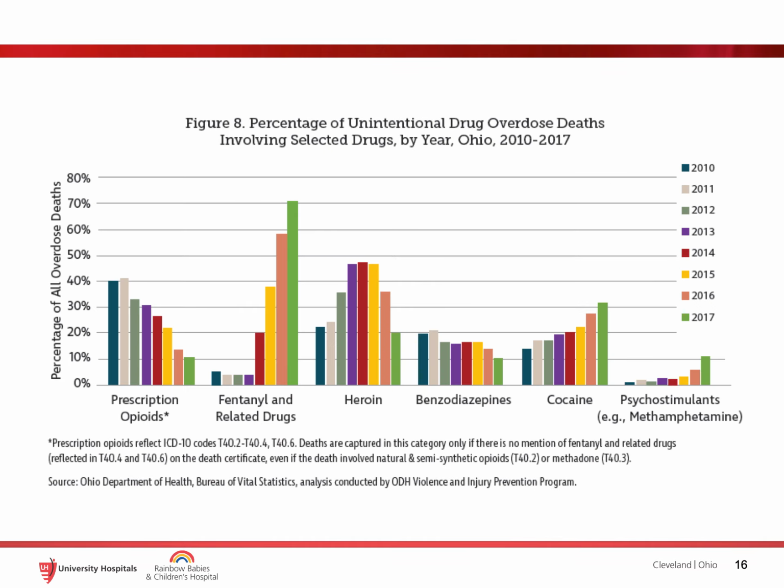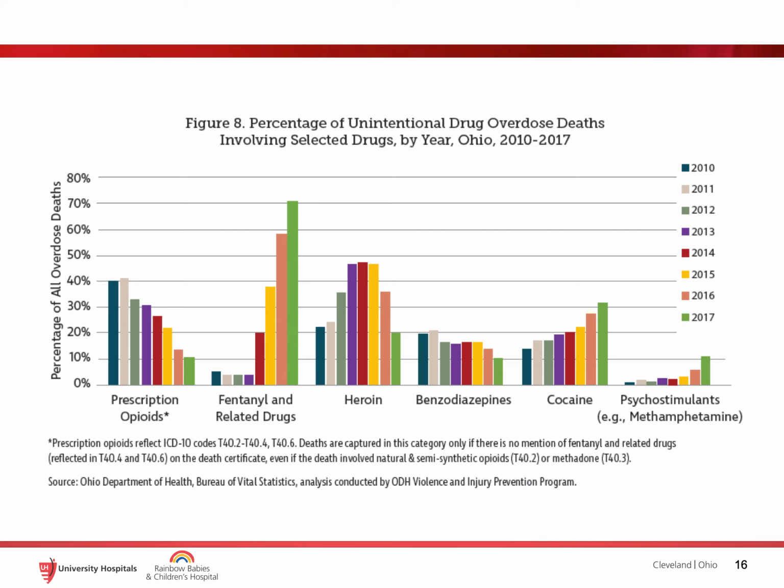And then this chart also just shows, and it goes by year. So if you look, there's coloring for each year, and it goes over the prescription opioids, which are definitely trending down. Fentanyl and related drugs are trending up.